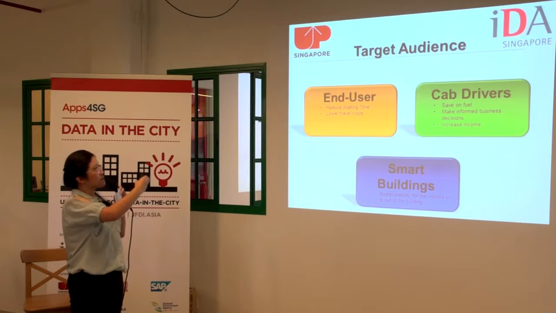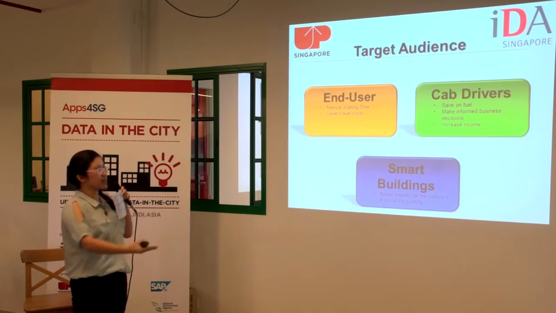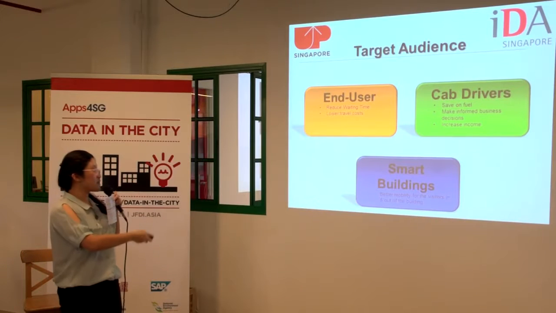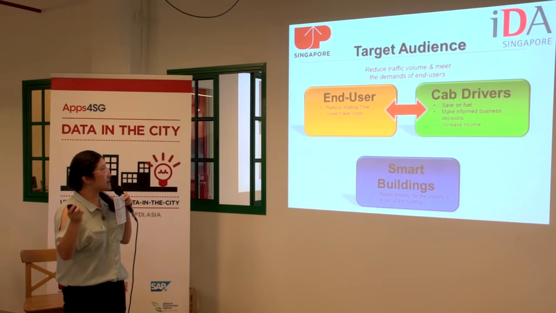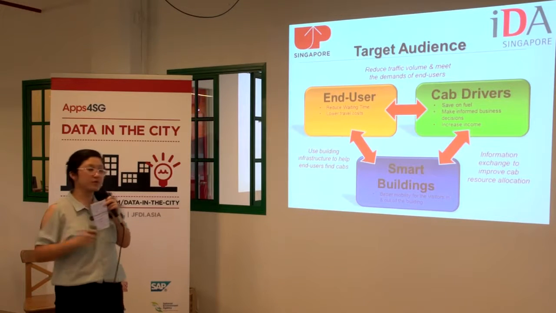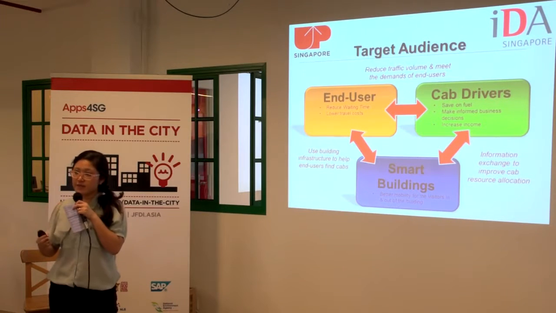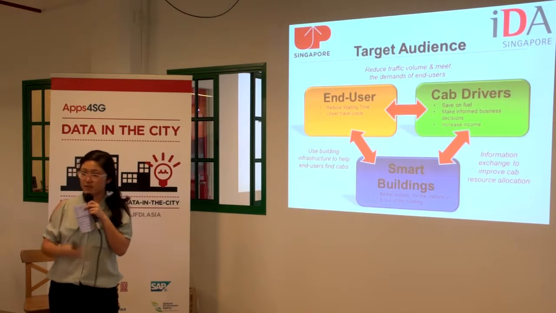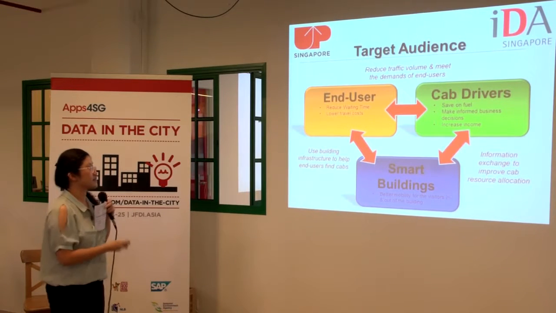What we can do is to share information, to have the end users send information to the cab drivers to know where to go, and the smart buildings can also tell the end users where the cab stations are and where to go to, or how they can cab pool with each other. The smart buildings can also send information to the taxi drivers so that they can know when to come into the buildings and supply for the demand.